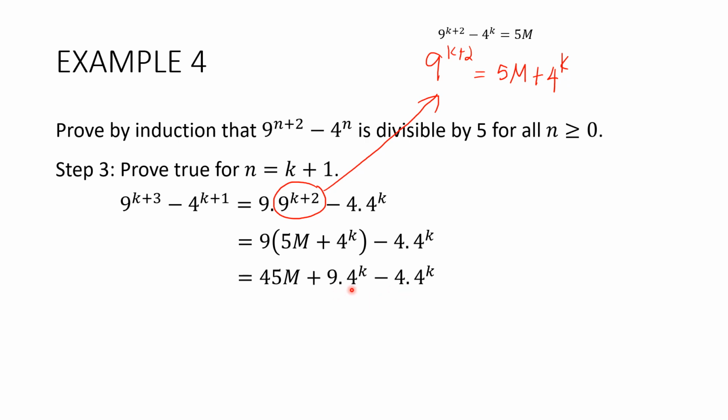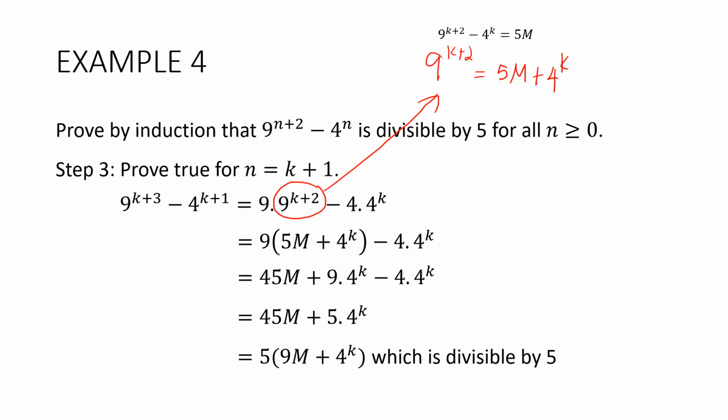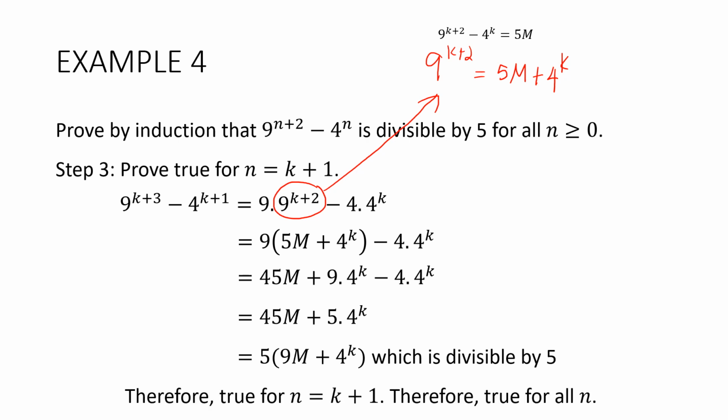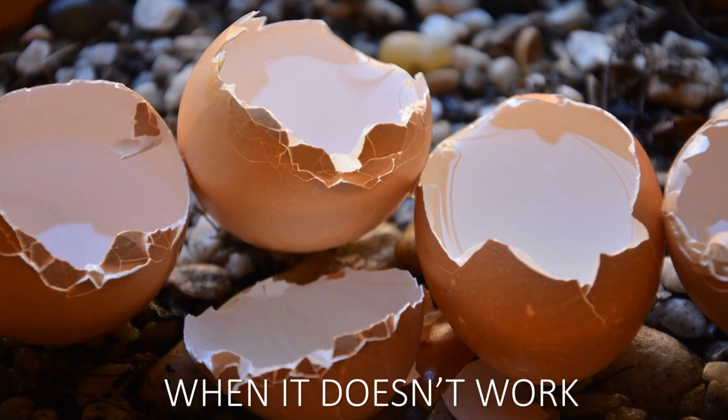If I've got 9 lots of something, take away 4 lots of something, that's 5 lots of that something, correct? And factorizing the 5 out, look what I have. 5 lots of 9m plus 4 to the k, so it is divisible by 5. So therefore it is true for n equals k plus 1, therefore it is true for all n.